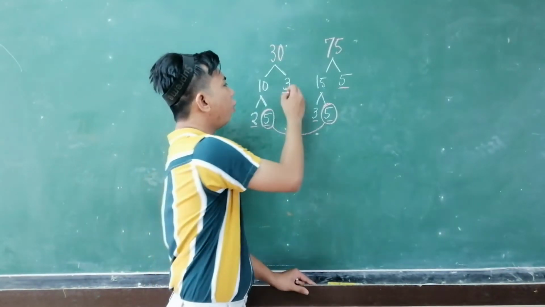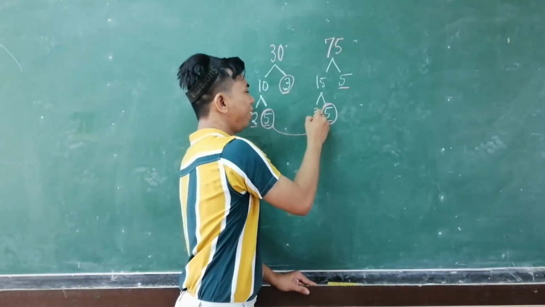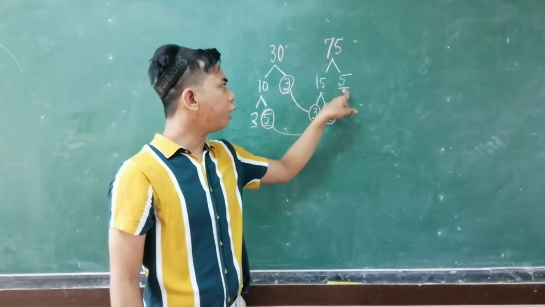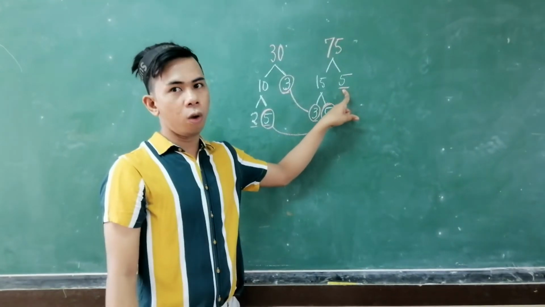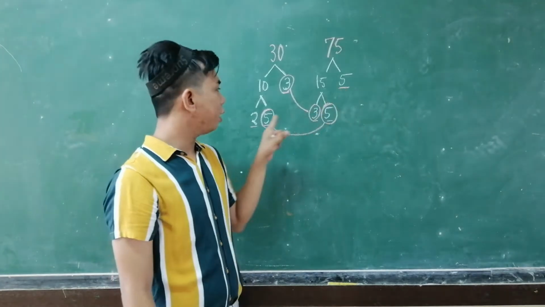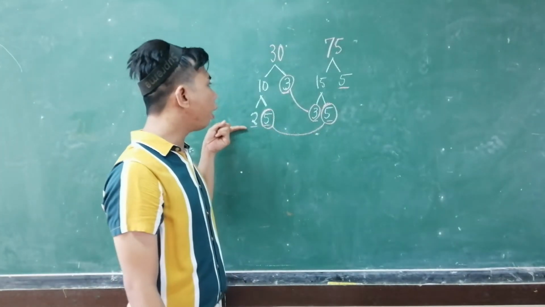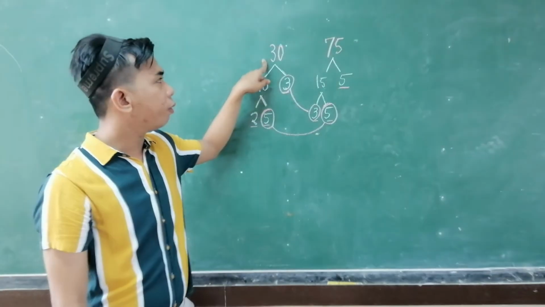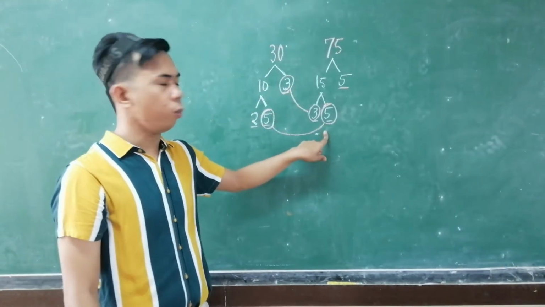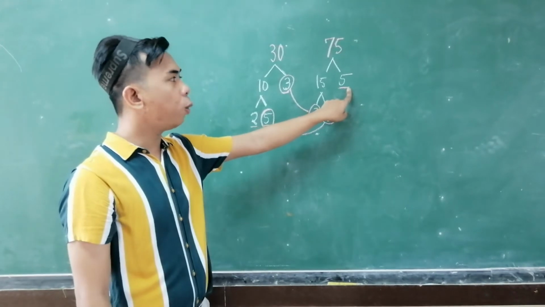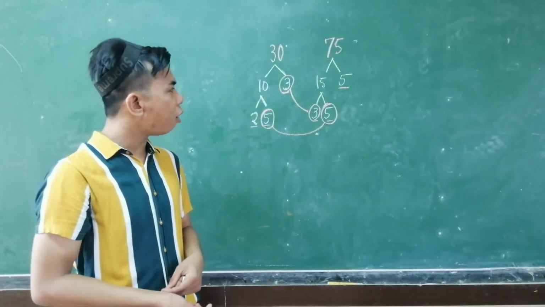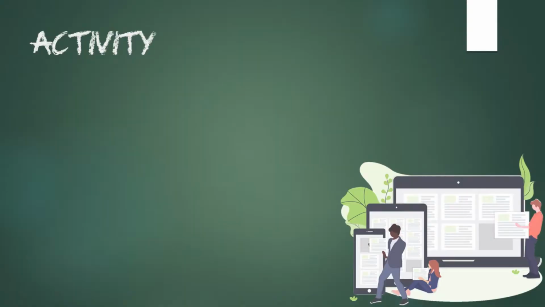Oh, I see we have also 3 here. So 3. We need to pair them. Do we need to encircle this another 5? No. Why? Because we have only one 5 for our factors for 30, unlike in 75, where we have two. Since this 5 has no pair, we don't need to include that. We only need those numbers that have pairs.